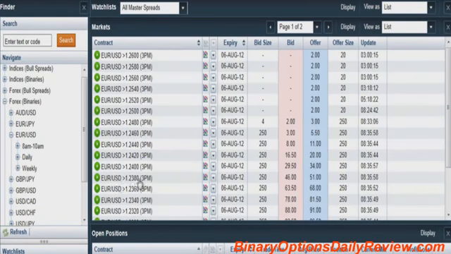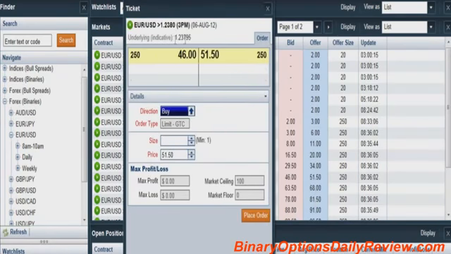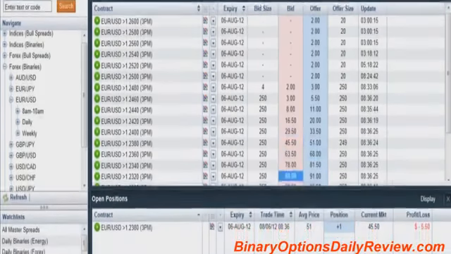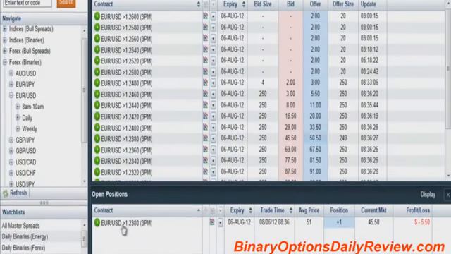So again, euro US dollar 123.80. Thinking it's going to be higher than 123.80 at 3 o'clock. And I'd click on the blue offer thing here. It'll tell me what the underlying price is, which is 123.79. It's priced at $51.50. I want a size of 1. Tells me my max profit, max loss, etc. Place order. Order received. And then let me scroll down, and you can see it's in my open positions already.